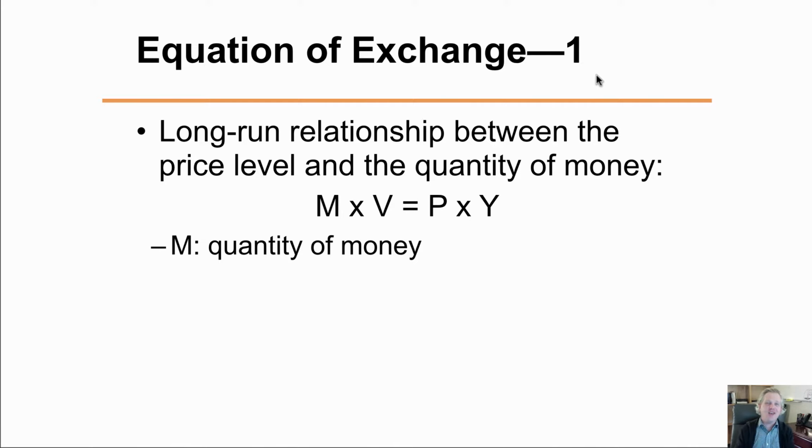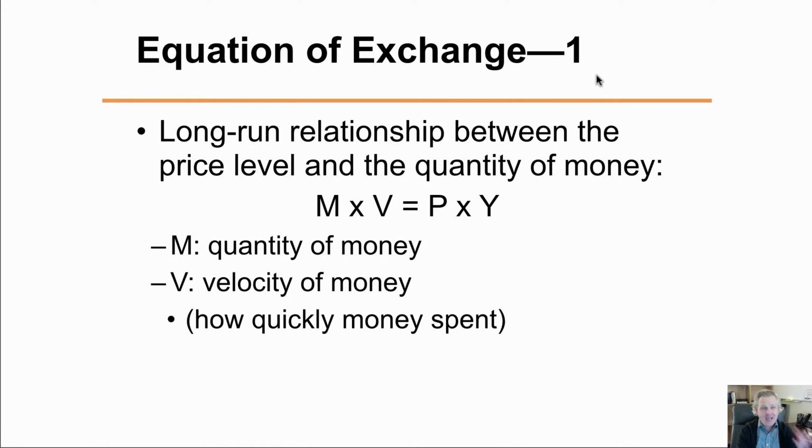Pick one for the purposes of this illustration. It's just the money supply, the number of dollars rolling around out in the economy, times V, which is the velocity of money. That's how quickly money is spent in the economy.